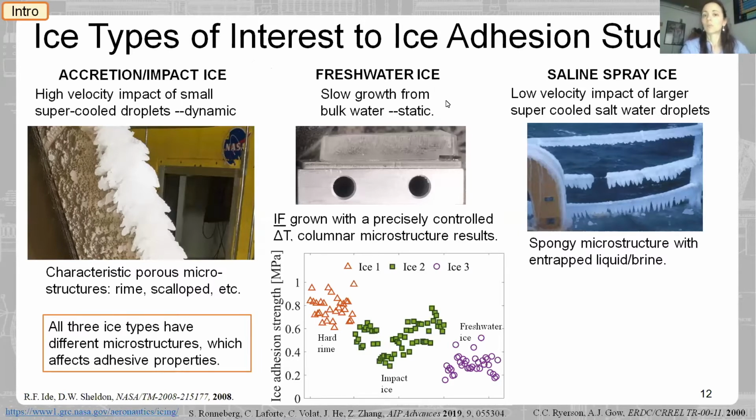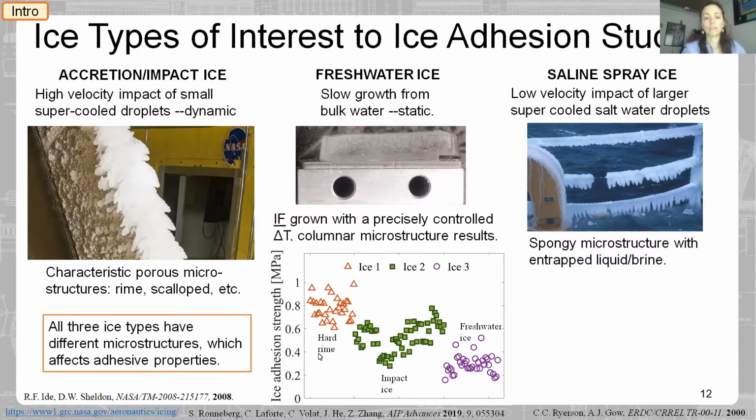Freshwater ice is sort of slow growth from bulk water. It's kind of a static scenario. It's not impinging dynamic droplets, and that can have a very well-defined microstructure. And then for a third category, looking at saline spray ice, which is the low velocity impact of larger supercooled droplets, but now they contain saline or salts. With these, you get a spongy microstructure with entrapped liquid brine. And all three ice types have different microstructures and different ice adhesion properties.